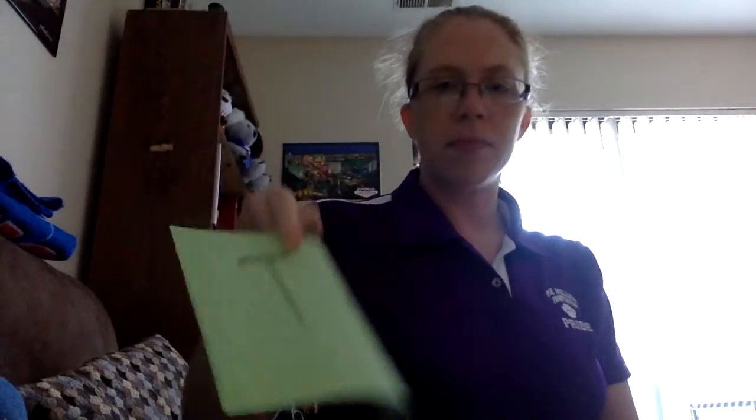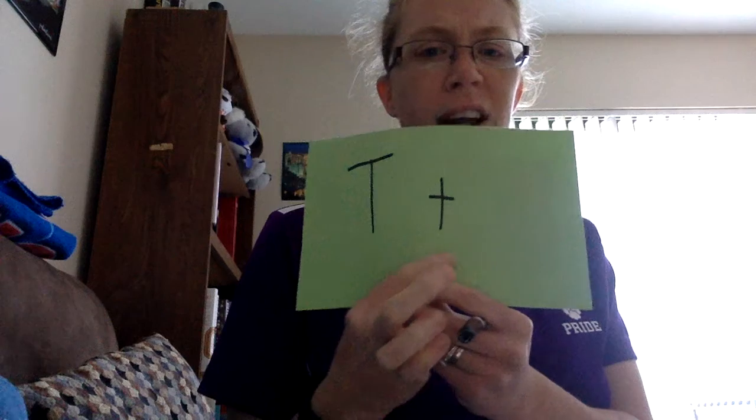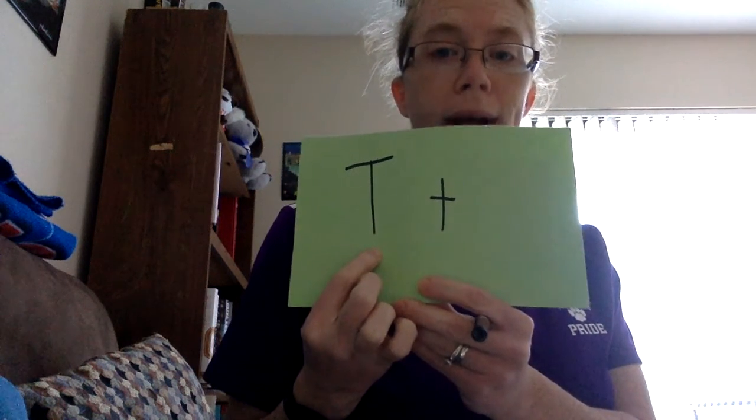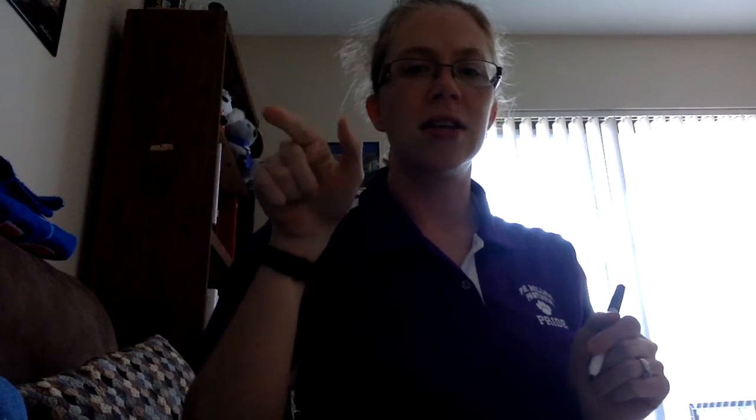Let's practice. Here's our capital T and our lowercase t. They're similar, aren't they? Not exactly the same, but they both have two lines. Two lines, letter T. Let's try writing the letter T. Are you ready? Where do I start my letters? At the top. Ooh, top. That's another T word.